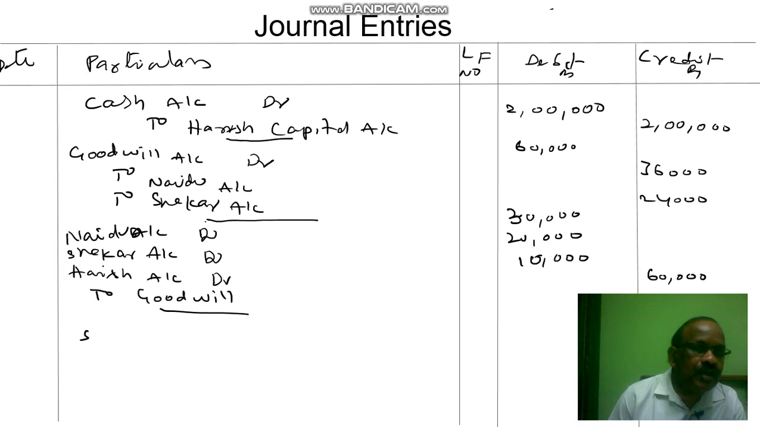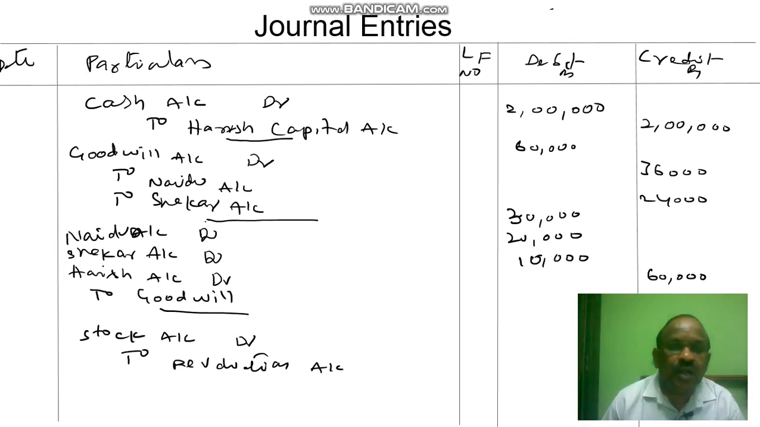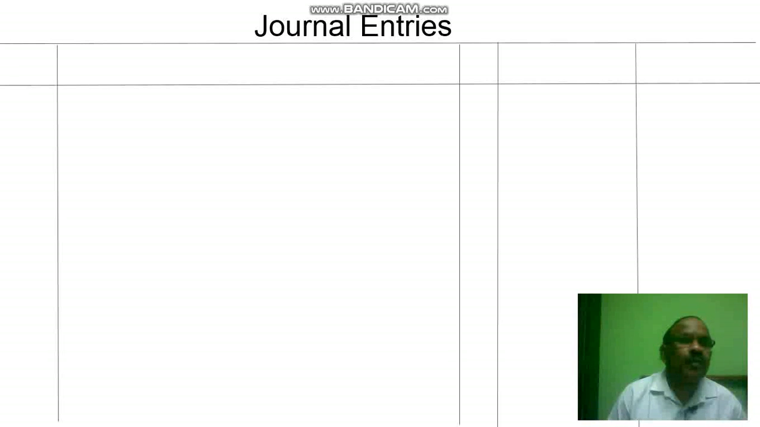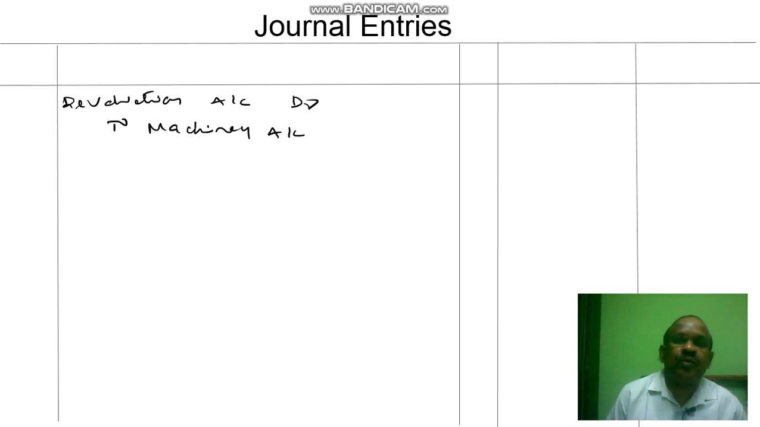Next, the stock is appreciated. The entry is stock account debit to revaluation account. Stock is appreciated by 20,000. Now revaluation account debit to machinery account. Here the machinery is depreciated by 26,000.